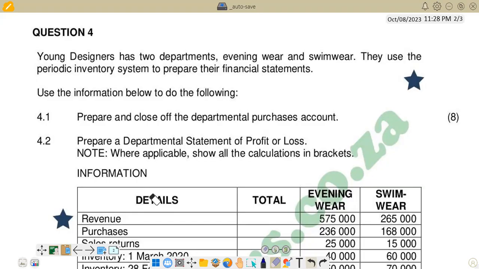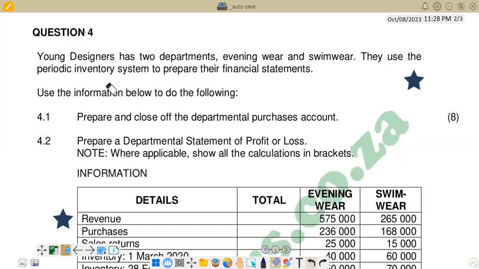Now we want to look at a question, still on June 2023, a question on departmental accounts. Question 4. The question reads: Young Designers have two departments, evening wear and swimwear. They use the periodic inventory system to prepare their financial statements. What is key there is that Young Designers are using the periodic inventory system.